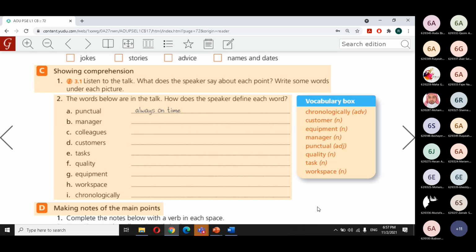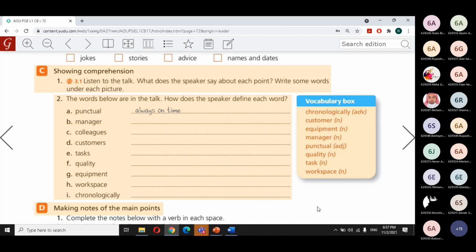What did he say about punctual? He said always on time. How did he explain the word manager? What did he say? The meaning of manager. What did he say? The meaning of colleagues, customers, tasks, quality, equipment, workspace, chronologically.